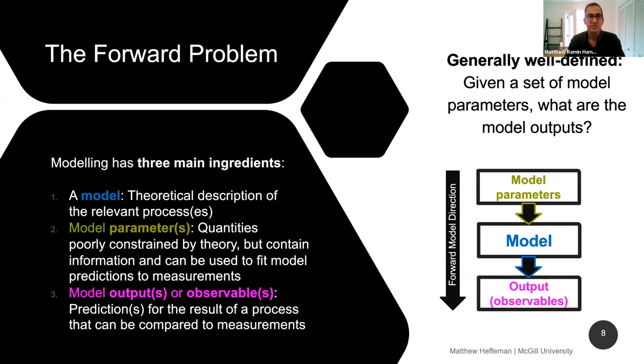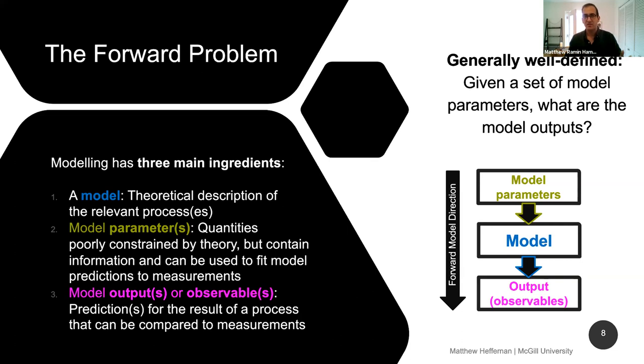In the first case, we have the forward problem. And this is a generally well-defined problem. So given a set of model parameters, what are the model outputs? This is typically how we're used to running models. So you can think of it as the forward model direction. And you have explicit values of your model parameters. You put them into your model, you run the model, and you get some output, hopefully observables, and you compare that prediction to measurement.